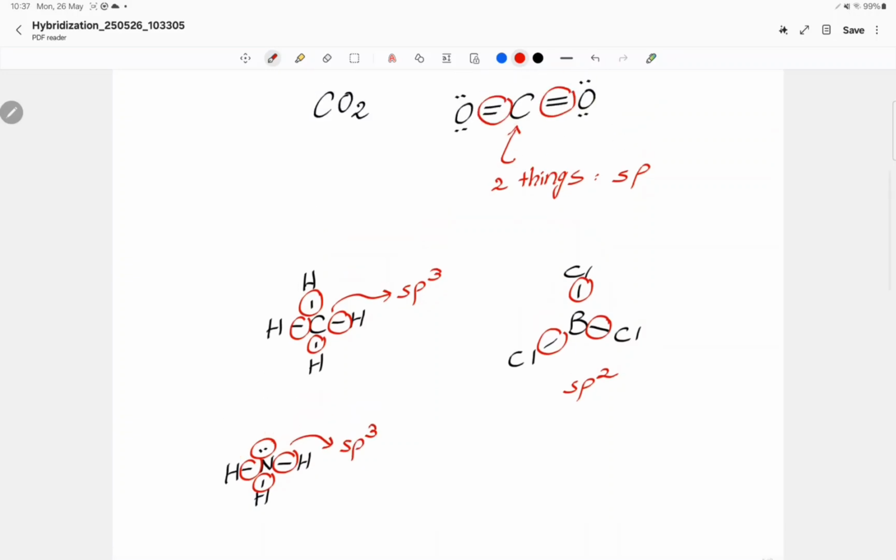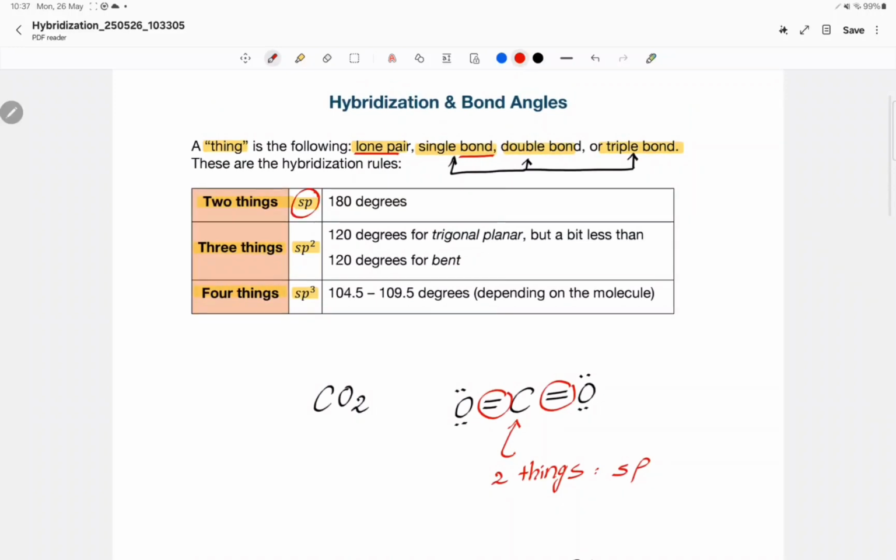Okay, so in AP chemistry, we can have hybridizations ranging from sp to sp2 to sp3. Only three possible hybridizations are allowed. Now, how about the angle?